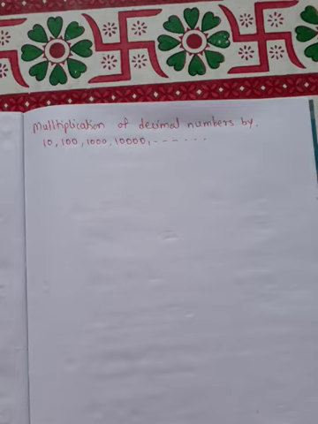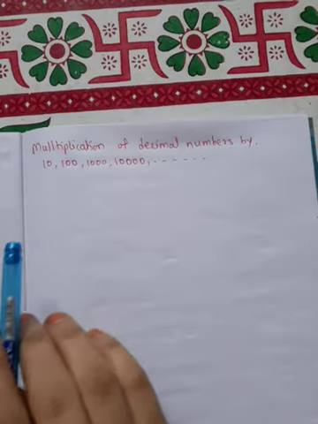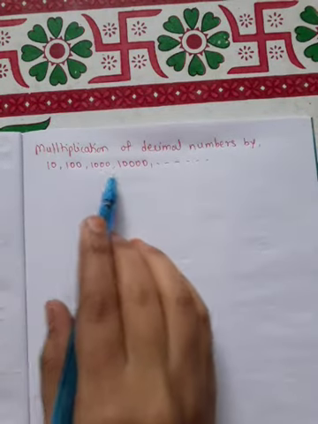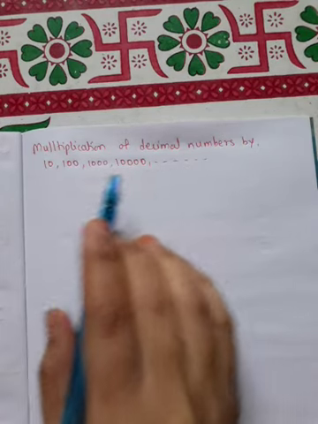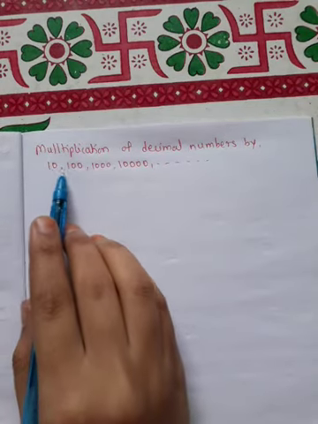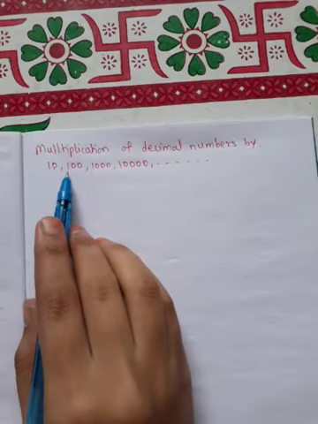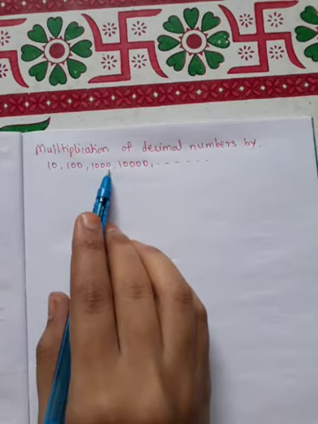In the previous lecture we discussed the multiplication of a decimal number by a whole number, and the multiplication of a decimal number by a decimal number. We also discussed how to compare two decimal numbers. Okay, now today we will discuss the multiplication of decimal numbers by 10, 100, 1000, 10,000 and so on, meaning numbers with 1 and 0s. That is, 1 with one 0, 1 with two 0s, 1 with three 0s.